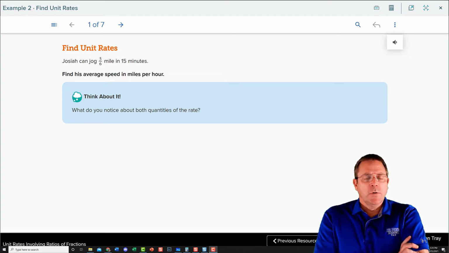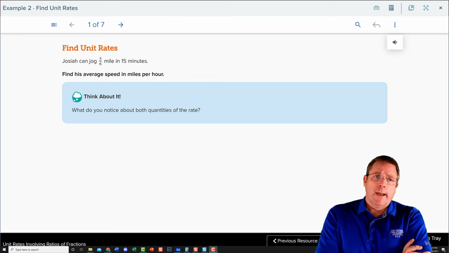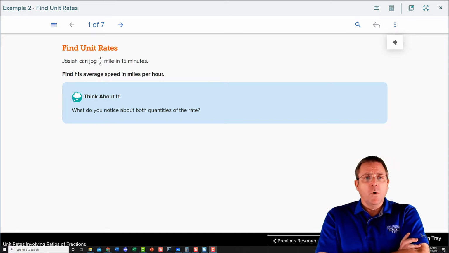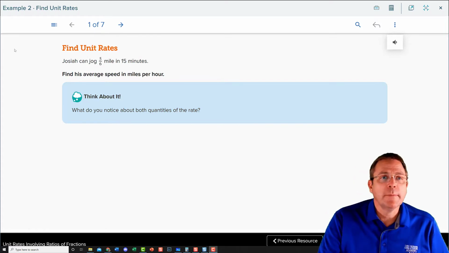Well, some things I notice, they have units. One is miles, one is minutes. I notice that the first quantity, 5/6, is a fraction. I notice that the second quantity, 15 minutes, could be written as a fraction because 15 minutes is 1/4 of an hour. And by knowing that, I could use it in order to easily come up with what his miles per hour is going to be.